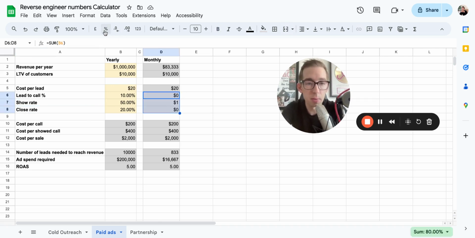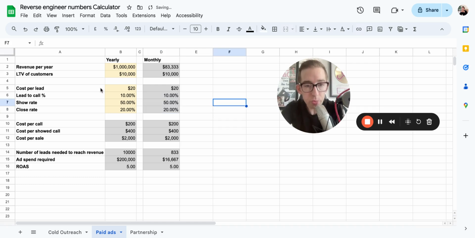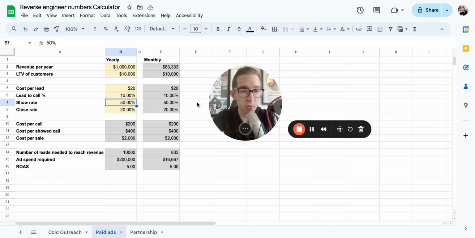Let me just make sure that's a percentage. So then, out of those people who booked a call, what percentage of those people showed for the call? If we look at this, we've got 50% on this one, right? And then we look at the close rate: out of the people who showed for the call, how many did we close? And we closed 20%, which is kind of like the industry average.